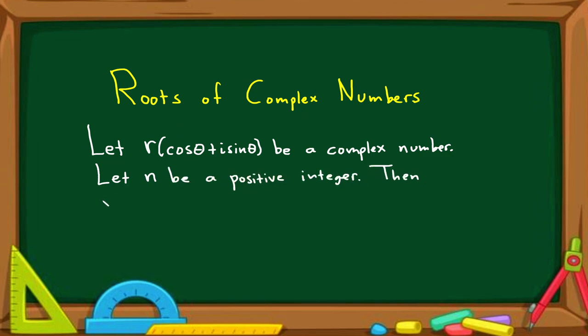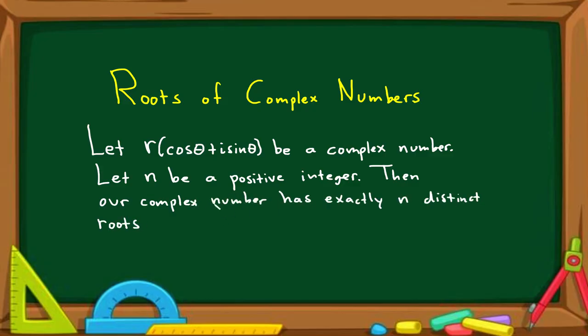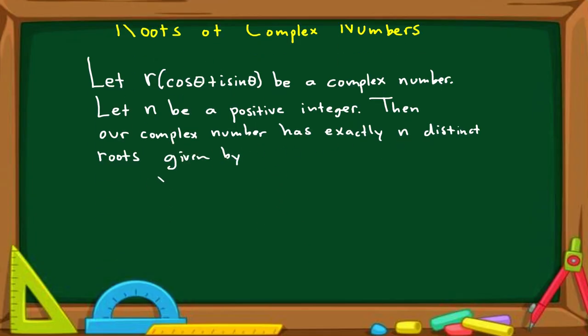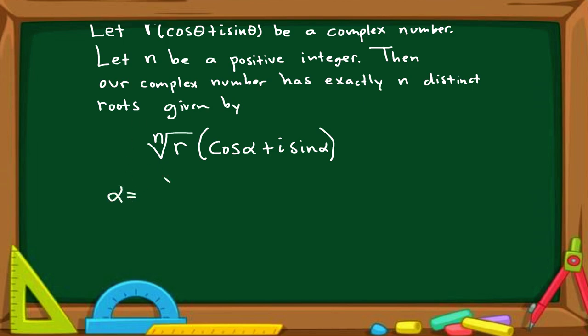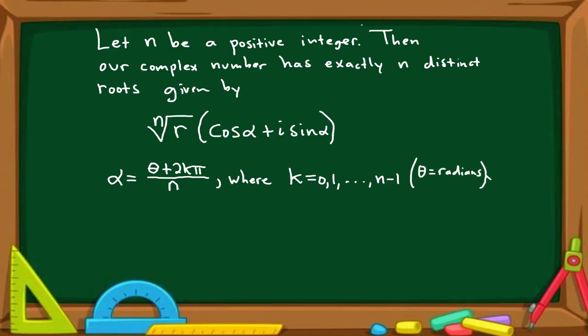Then our complex number has exactly n distinct roots given by the following formula. I'll write it using this notation first. It's the nth root of the modulus times cosine of alpha plus i sine alpha. And what is alpha? Alpha here is going to be theta plus 2k pi divided by n, where k runs from 0 to n minus 1. And here, theta is in radians.